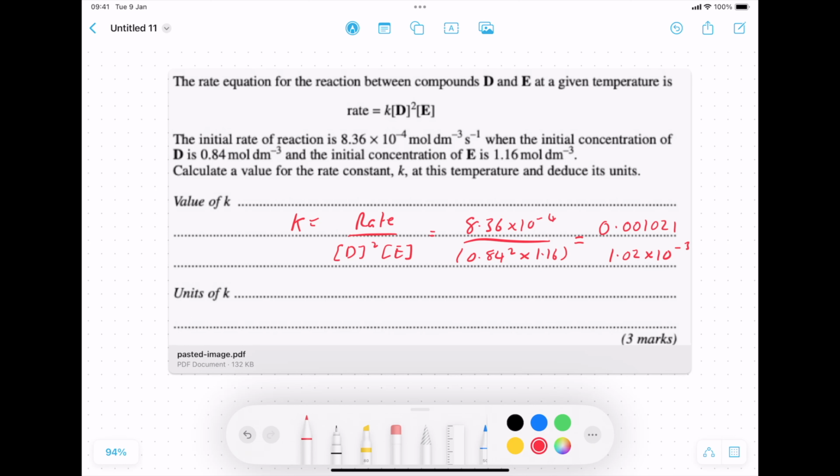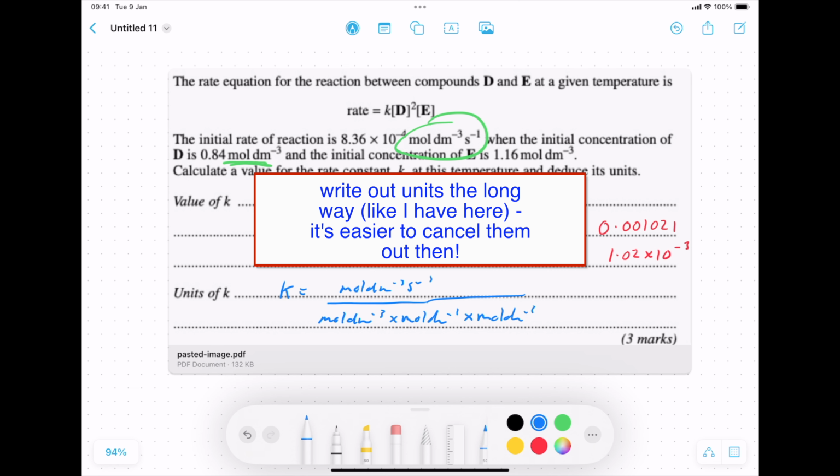Next thing is to determine the units. What we need is the rearranged form here. And just like in the first example I did, I'm going to substitute in the units for rate on the top, which is moles dm cubed s to the minus 1, which is there. And the units for concentration, which are always moles per dm cubed. So let's go ahead and do that, and we get something that looks like this. So 3 of them on the bottom because it's D squared.